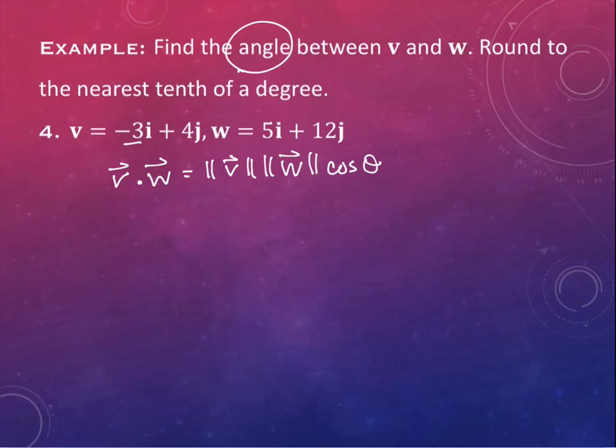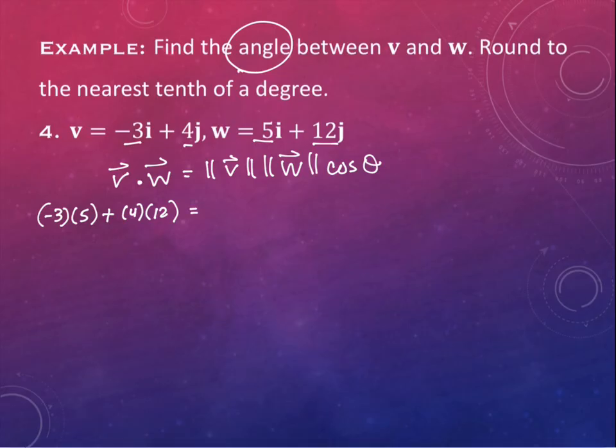To do the dot product means we multiply the I components. This is negative 3 times 5 plus, and then we multiply the J components. This is 4 times 12. And that will be the dot product, and that's the left-hand side of this equation. Okay. That should feel very familiar. We've done several of those, even if it has been a weekend. Okay, is that part okay?